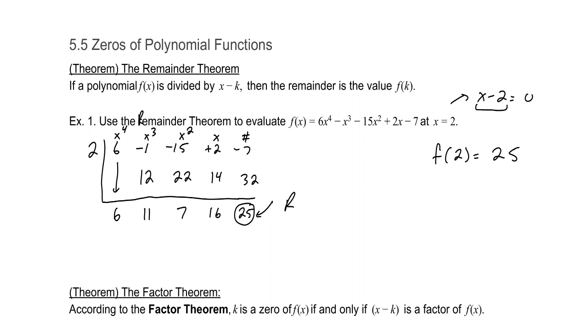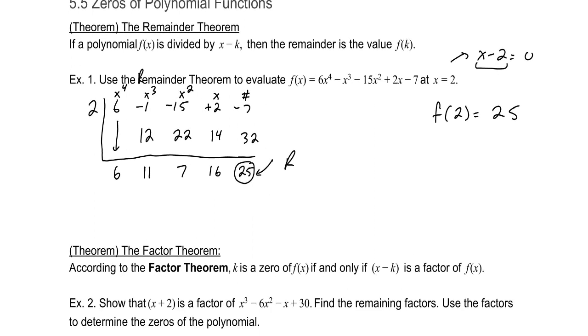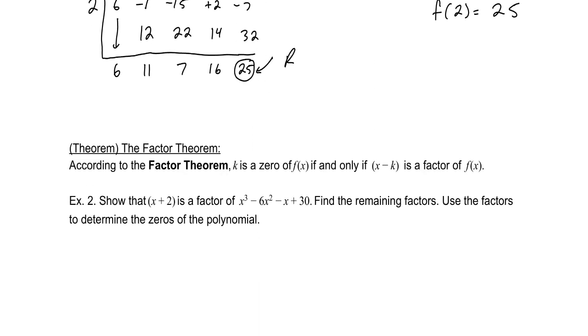We could check that by actually evaluating that function at 2. Next we see the factor theorem, which relates the remainder theorem to some other things. If k is a 0 of f of x, not just the remainder, then this is true if and only if x minus k is a factor. That is, if the remainder is 0. If the remainder is 0, then x minus k is a factor.